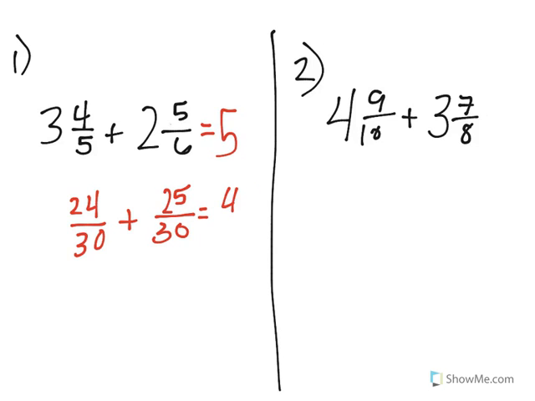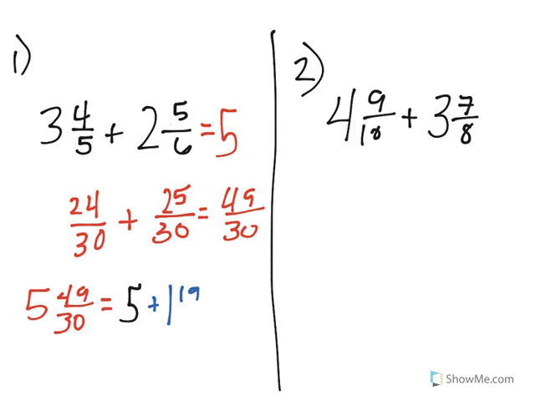49 over 30. Okay, so our answer right now is 5 and 49/30ths, but as we've discussed, that is no good. So we can convert 49 over 30 to a mixed number. So we'll hold on to the 5. And 49 over 30 reduces to 1 and 19 over 30. And now we can simply add the whole numbers together, and we'll have 6 and 19 over 30.